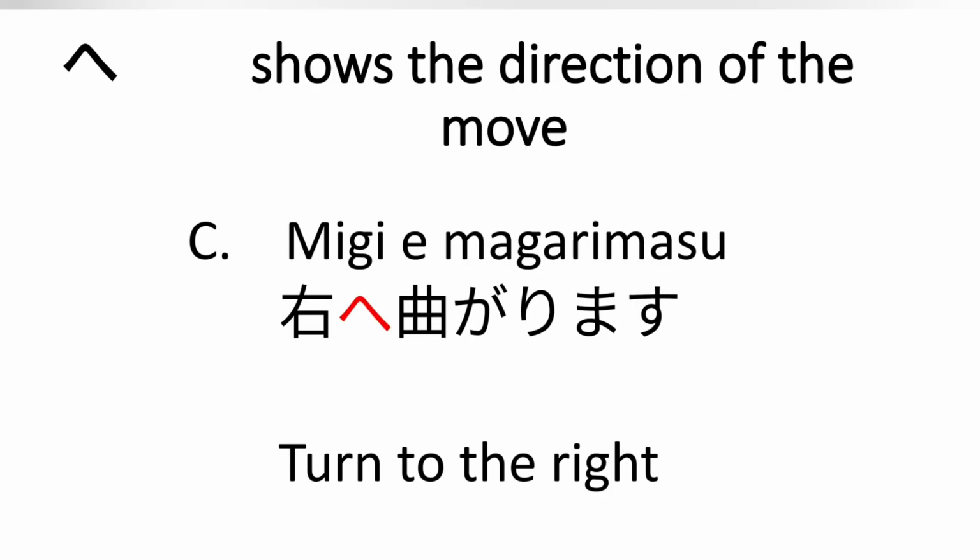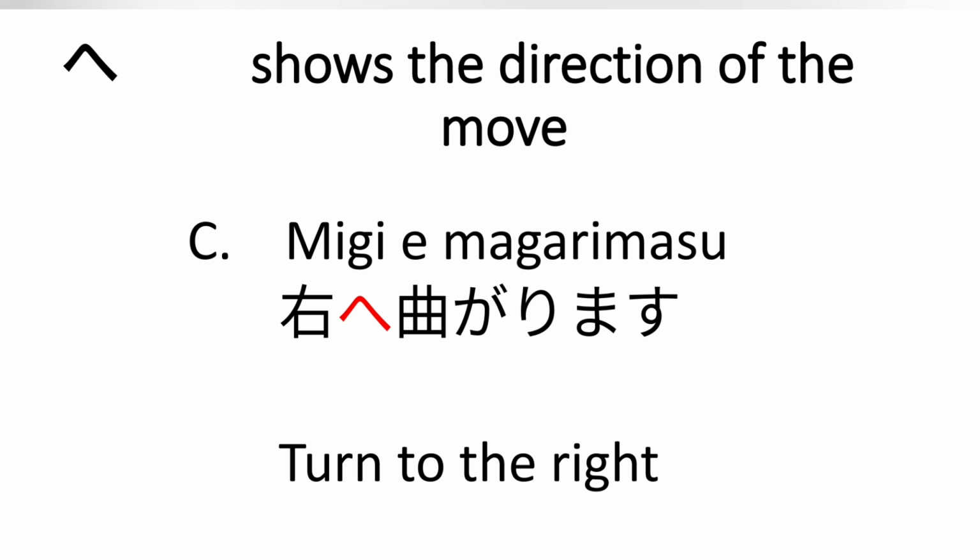Okay. So in here, you can see this is not the ikimasu, kimasu, kairimasu verb, but magarimasu. Okay? This magarimasu also indicates movement, okay? Turn. It means turn. So where will you turn? To the right, to the left, okay? So this sentence is used upon giving directions to a person who's asking for directions. So we have in here, migi e magarimasu.